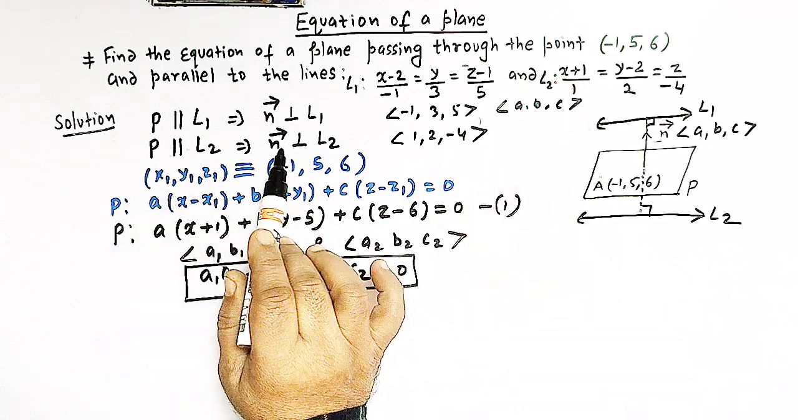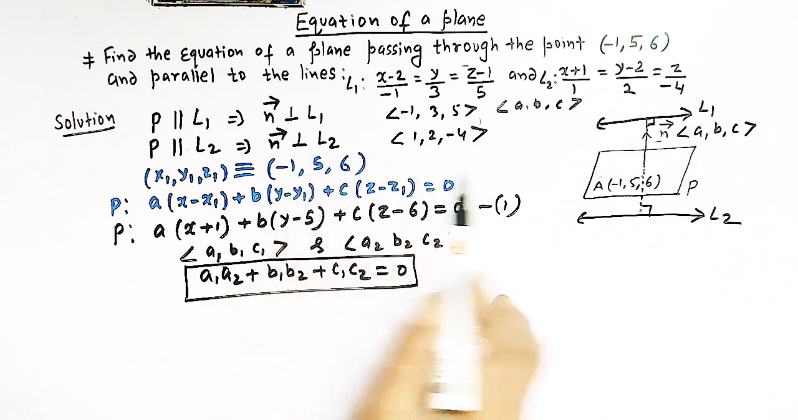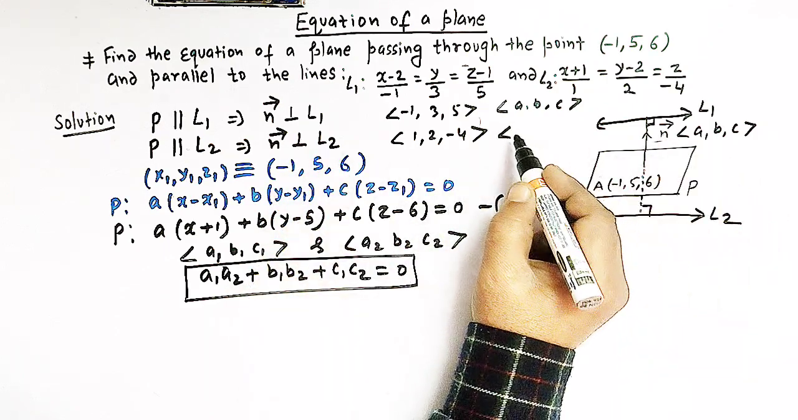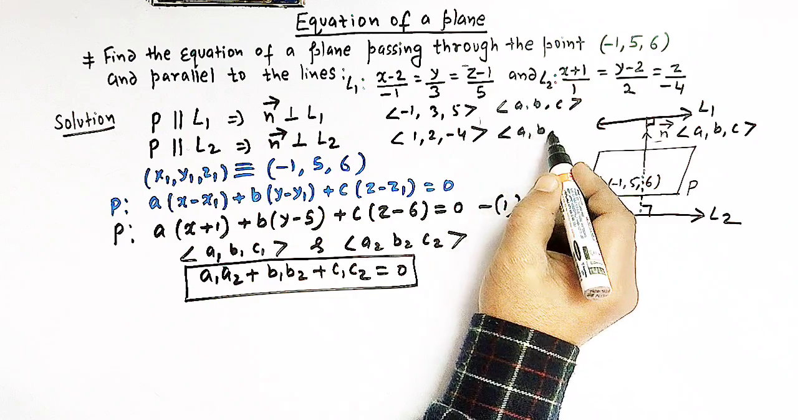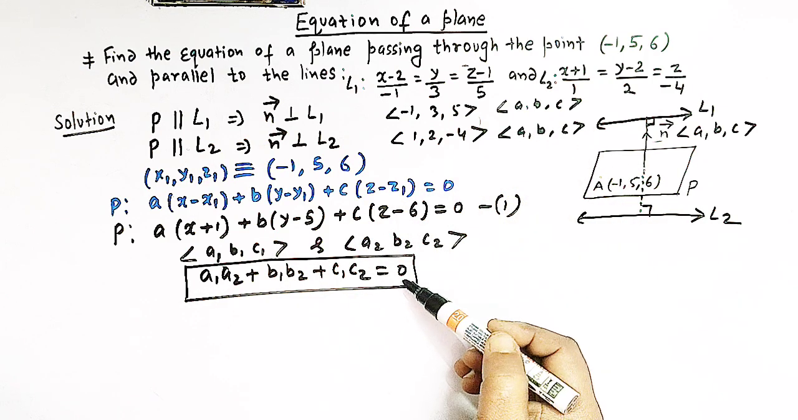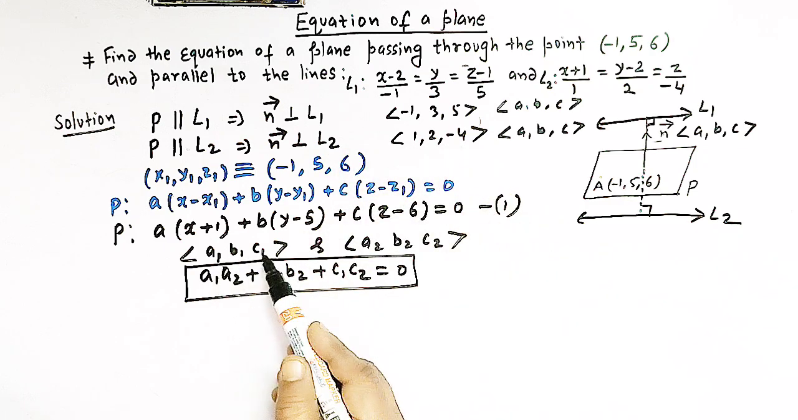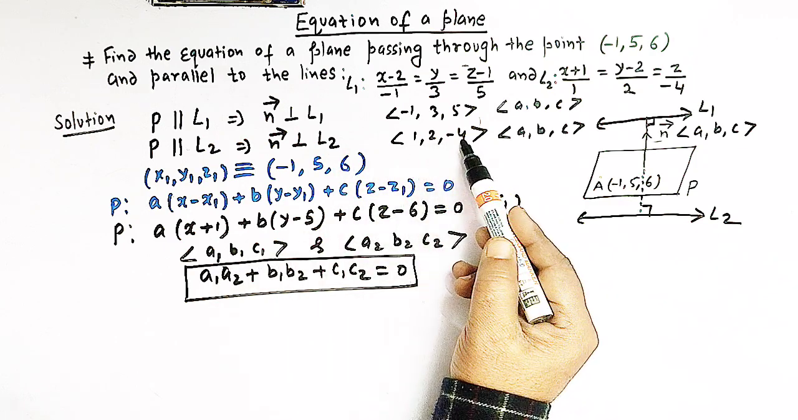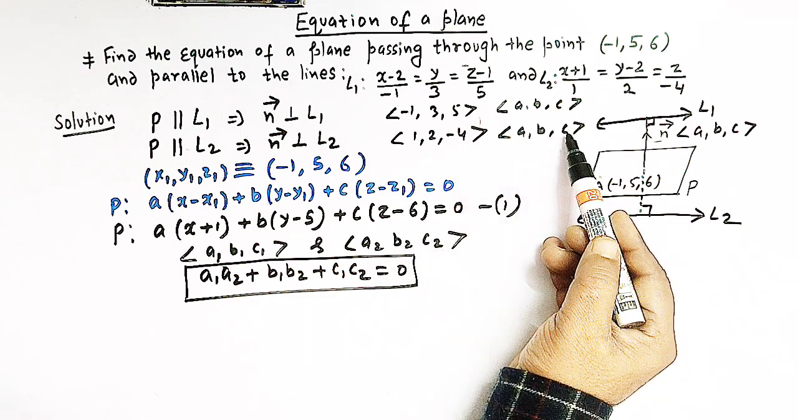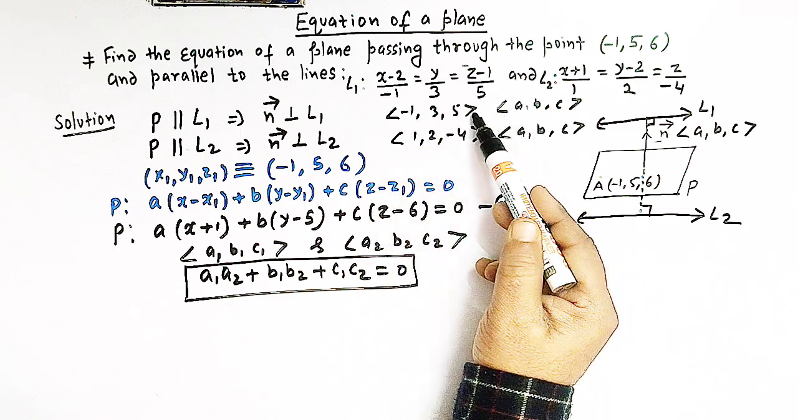And similarly in the second condition, the vector n is perpendicular to L2, and the direction ratios of the vector n are a, b and c. So again applying this condition to this one, we can take a1, b1, c1 as 1, 2, -4, and a2, b2, c2 as a, b and c, right? So first we'll have this condition.